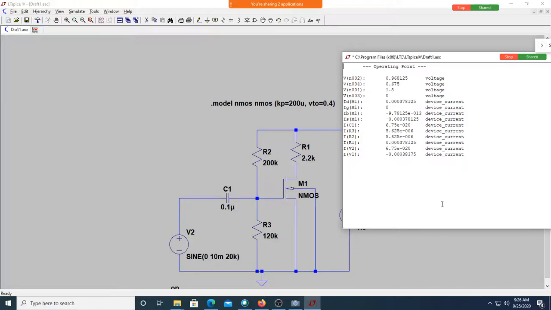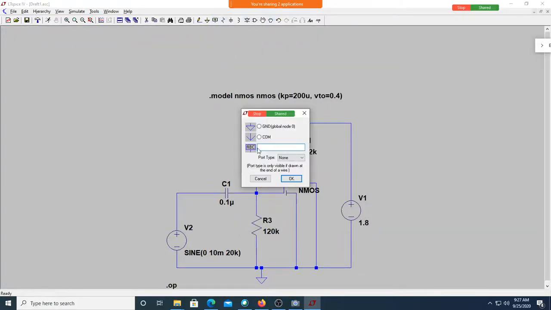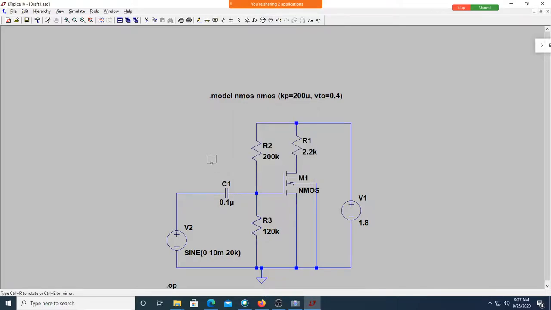Okay, how much is VGS as per calculation? 0.675 volts. Are you getting that? Yes, sir. So of course, since we have this value, you can relate that to your VG. If you have some problem, what we can do is create a node and name it as VG. Correct? So I can do this and place it.